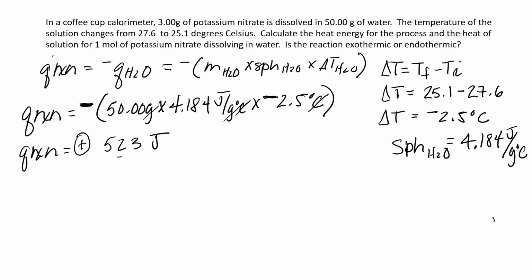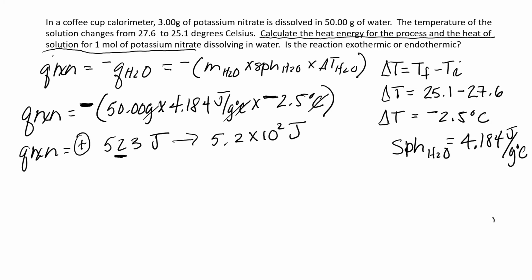Technically, we can only have 2 sig figs in this answer, but we're not done with our problem yet, so I'm not going to round that yet. I'm just going to mark it. If this were all we were asked to calculate, then I would write this in scientific notation: 5.2 times 10 to the second joules. But we're not done, because we're also asked to calculate the heat of solution for 1 mole of potassium nitrate.